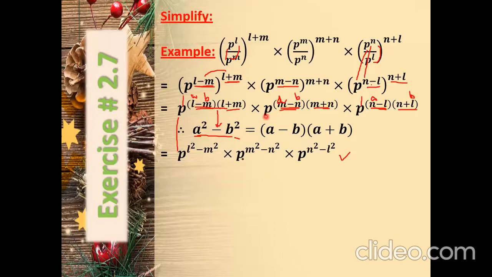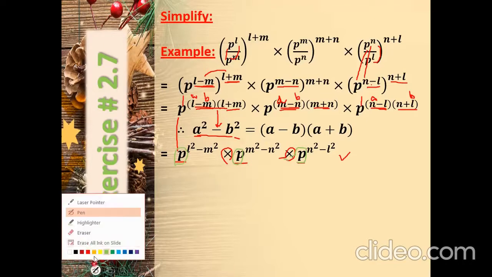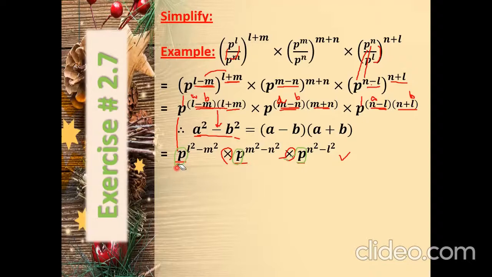Okay, now next what we will do, as you can see here, the powers have the same base, and they are multiplying with each other. The same base here is P and the same base here is P, and they are multiplying with each other. So when you have the same base and they are multiplying, you will simply add the powers.